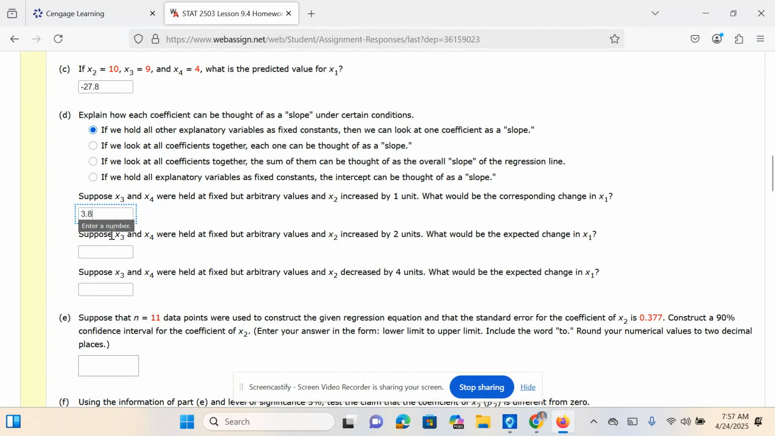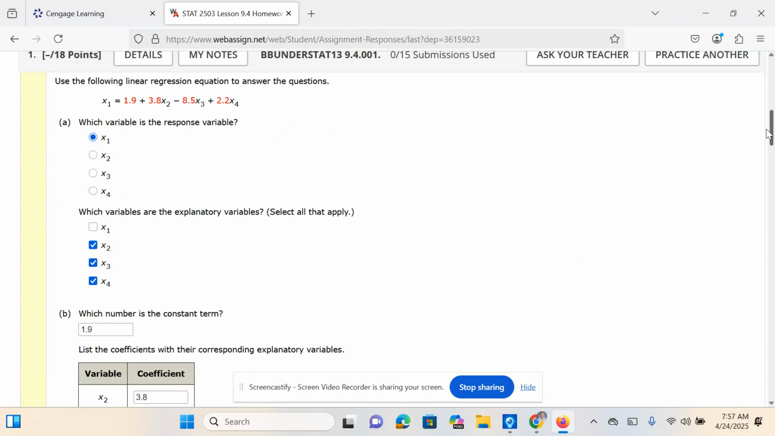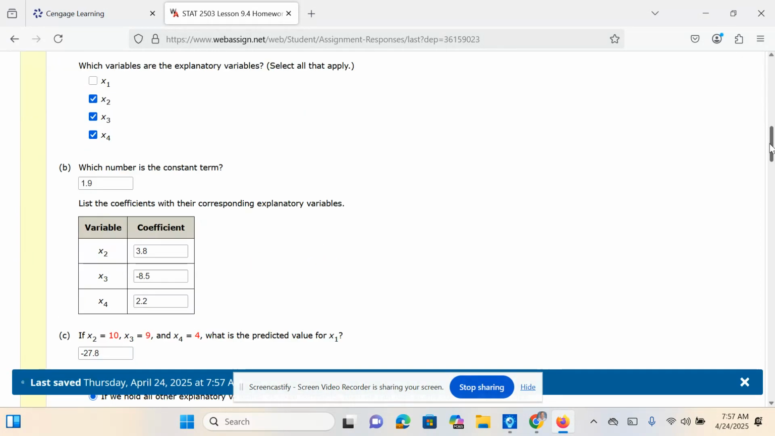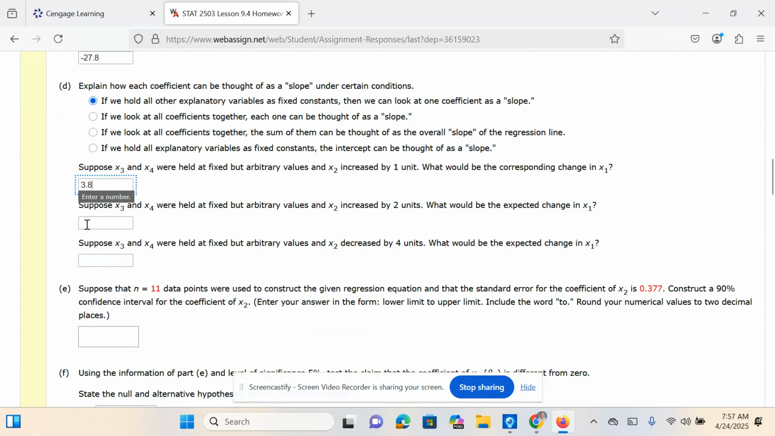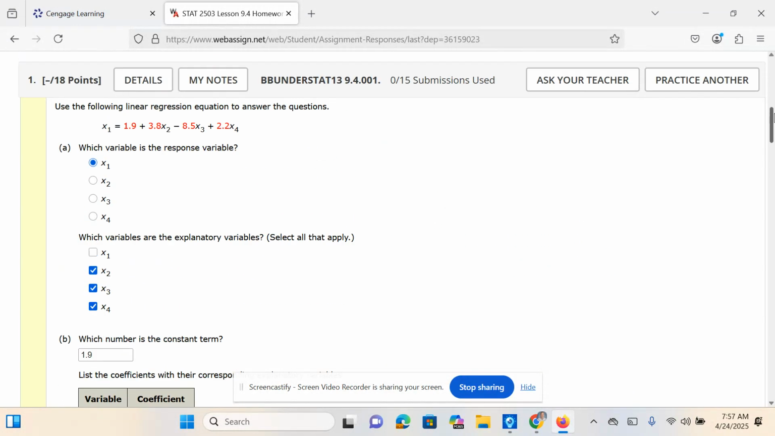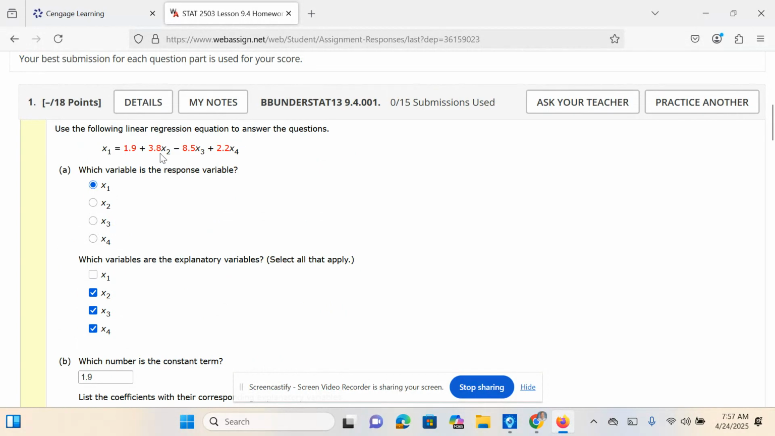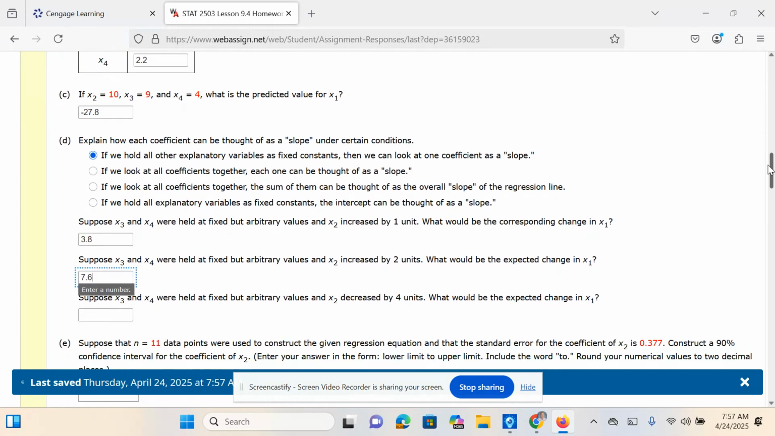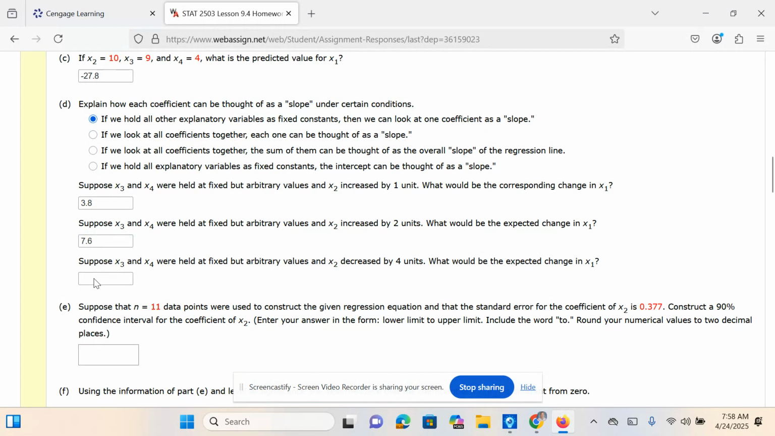Okay. If x3 and x4 were held constant, but x2 increased by 2 units, what would be the expected change? If this increased by 2 units, it'd be 2 times the 3.8. 2 times 3.8 is 7.6. What if it decreased by 4 units? Decreased by 4 units would be negative 4. These are fixed, so I'm just going to take this coefficient, 3.8, times negative 4. 3.8 times negative 4 is negative 15.2.